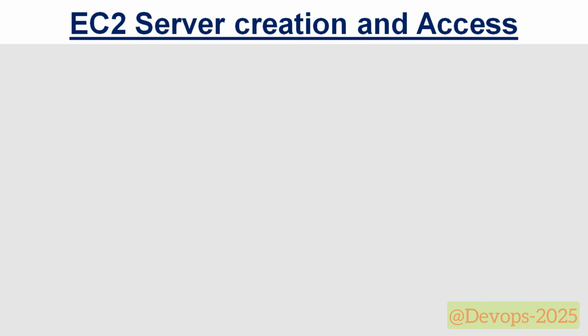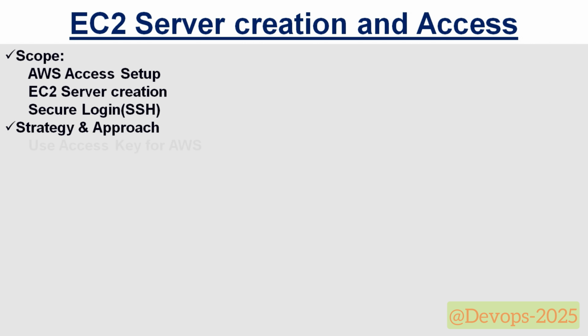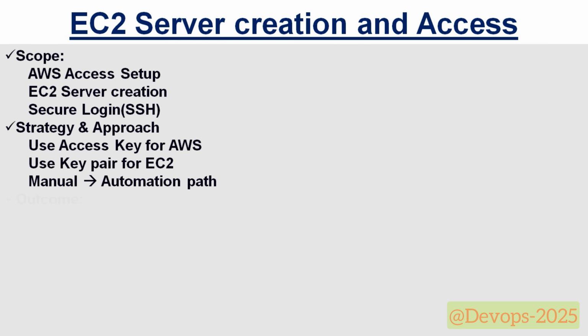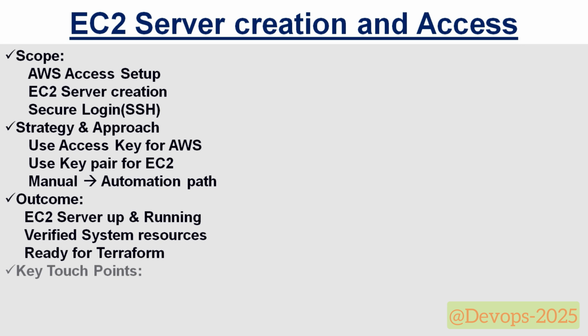Today let's see how to create an EC2 server and how to access it, and then we'll focus on the different methods available to access the server, and how to automate creating the EC2 server by using Terraform. Okay, so in this session we'll focus on the scope, then follow on with strategy and approaches, what the final outcome is, and finally we'll discuss key touch points.